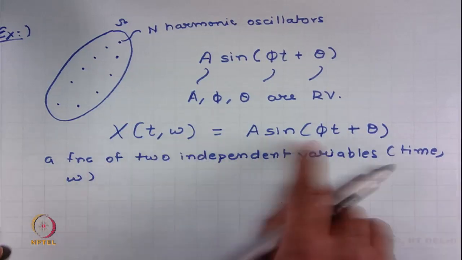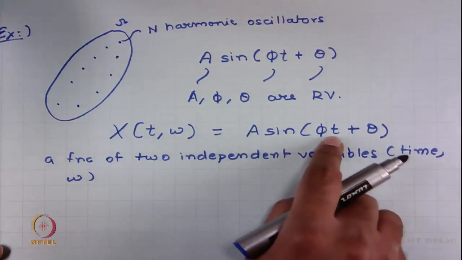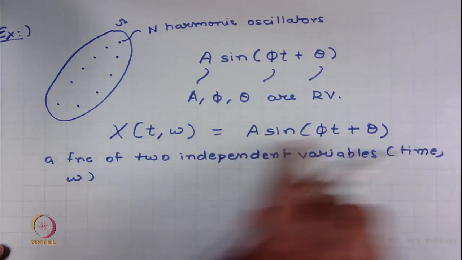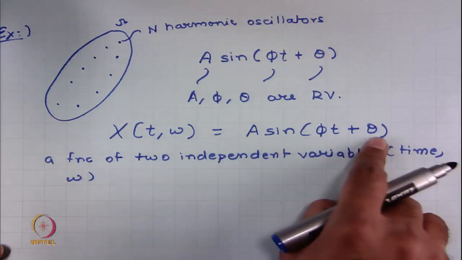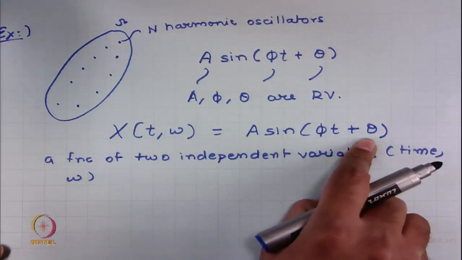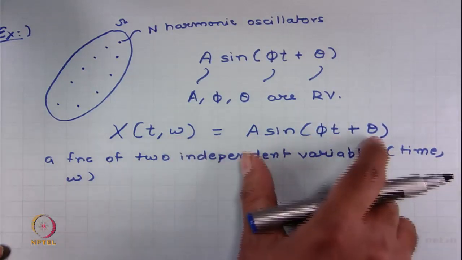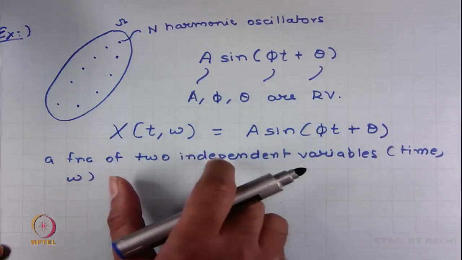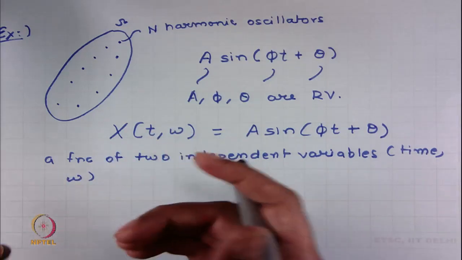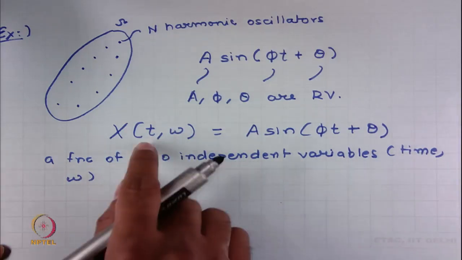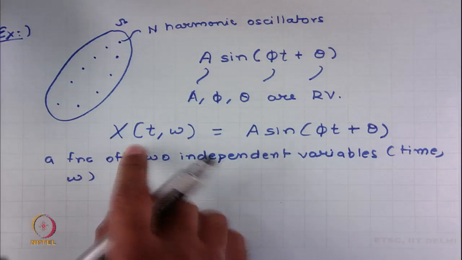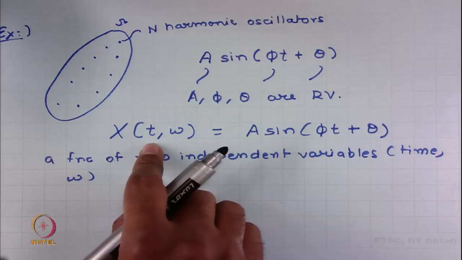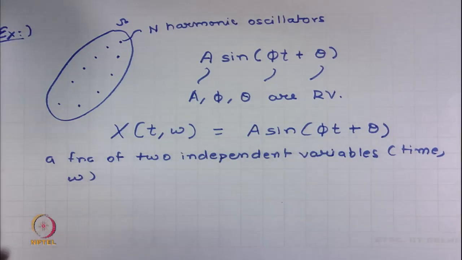right. So, what I mean by this is it is a function of time, right. You see that there is a time sitting over here, and it is a function of omega because the values of A, phi and theta depend upon the outcome of the experiment. Remember, contrast this with a random variable, where a random variable is not a function of time, it is just a number, right. So, this is the main difference between a random process and a random variable: a random process is a function of time, whereas a random variable is not a function of time.